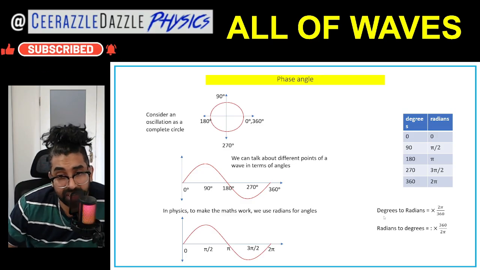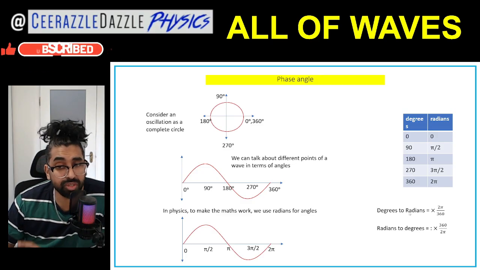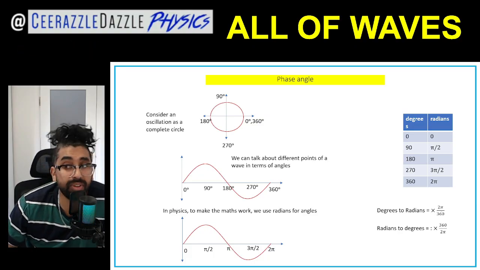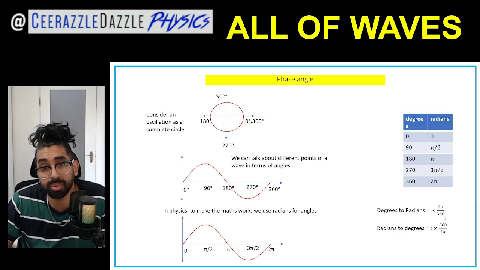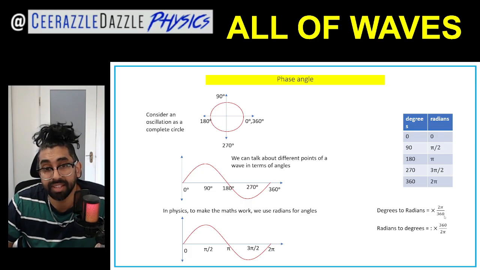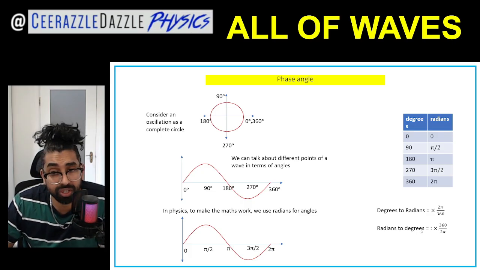If you want to convert from degrees to radians, you times by 2 pi divided by 360. And if you want to go from radians to degrees, you times by 360 divided by 2 pi.